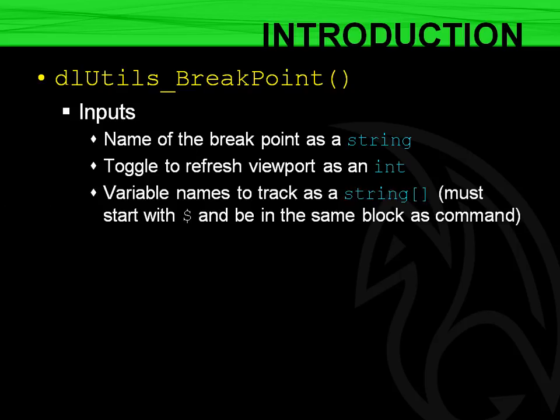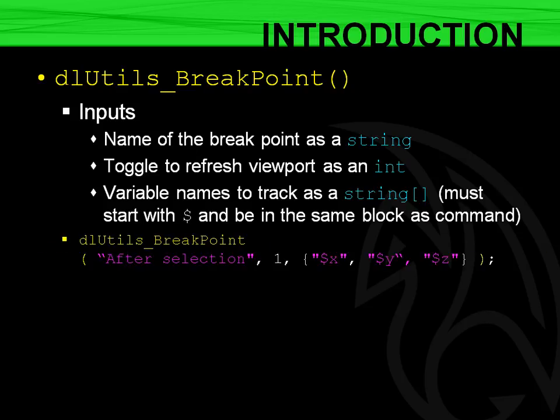And then finally, this is the one that's a little more complex. It's essentially a string array, basically a series of strings, so more than one string, that's going to contain the names of the variables that you want to track. So you want to see what the results of those variables are, what their current values are as you're going through your script, without having to add print commands. You put the names of those variables with the dollar signs as a string array.